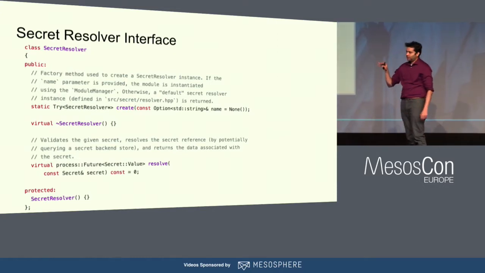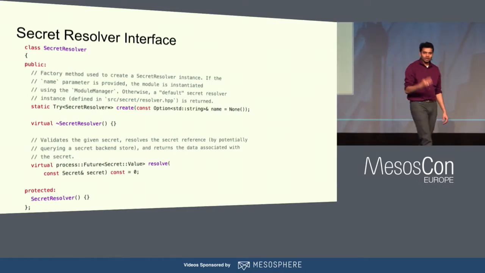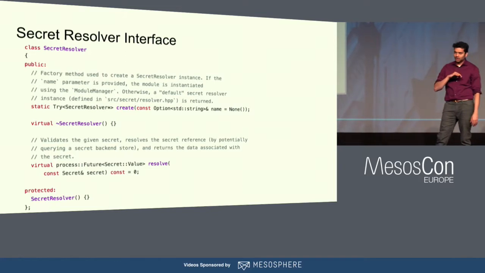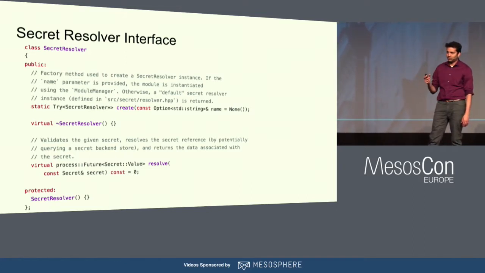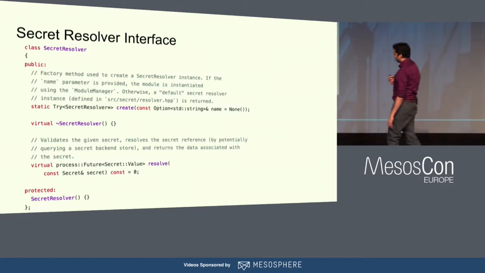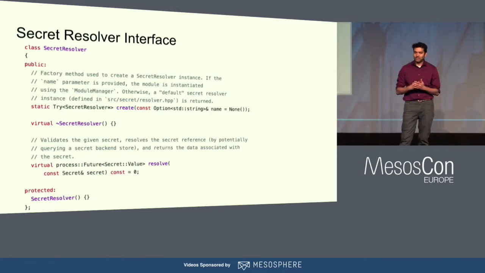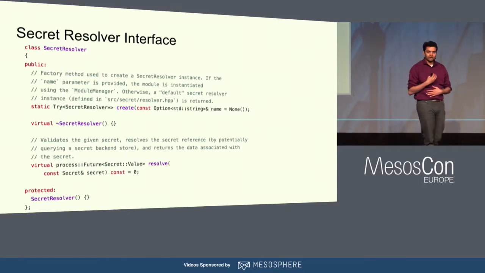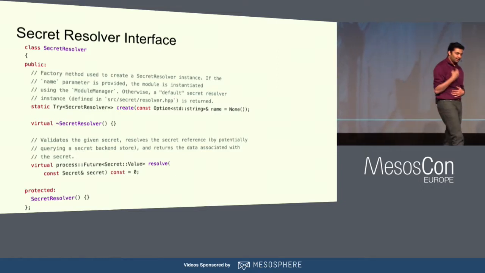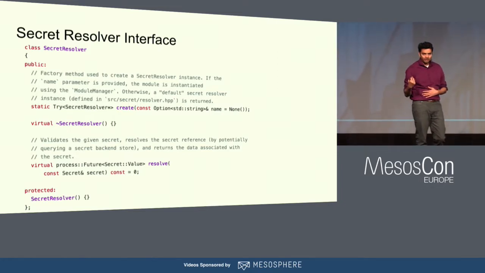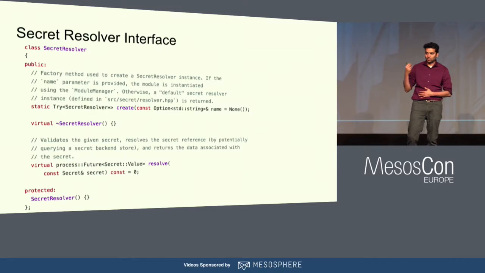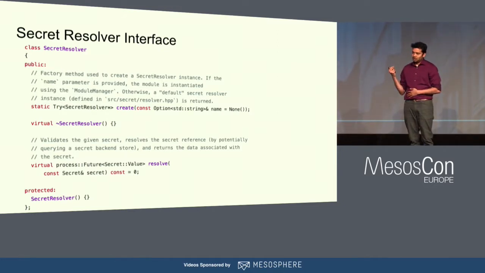And then the new interface that we introduced is the secret resolver interface. The interface is actually really simple. You have a resolve function which takes a secret and returns the value of the secret. And that resolver might actually have to talk to a different backend to get that value out of that secret reference. This interface is modularized, so you can write your own secret resolver module if you want to talk to your in-house secret store.